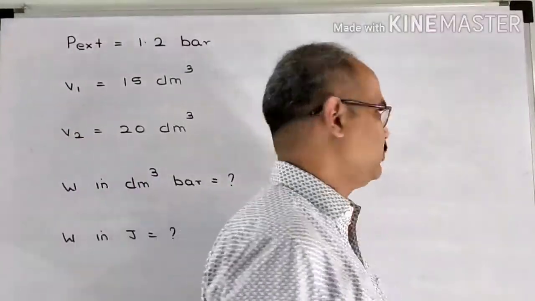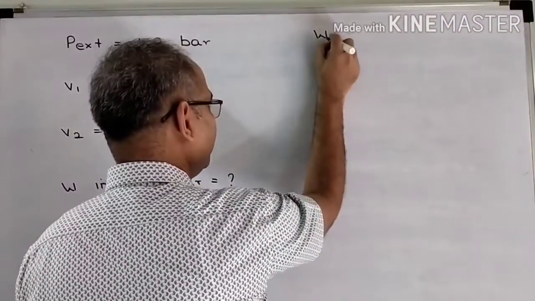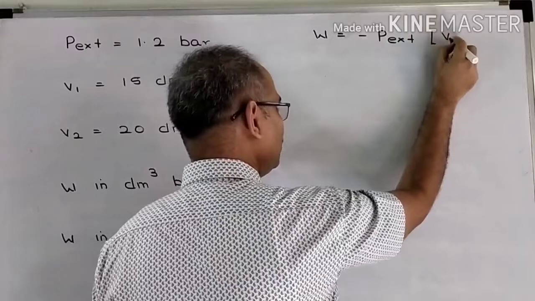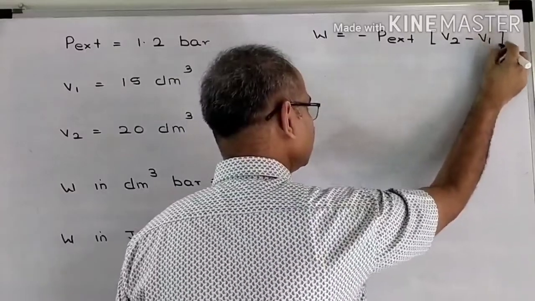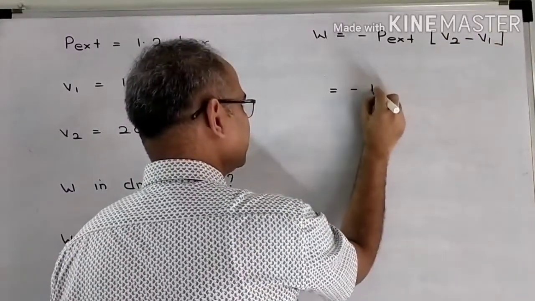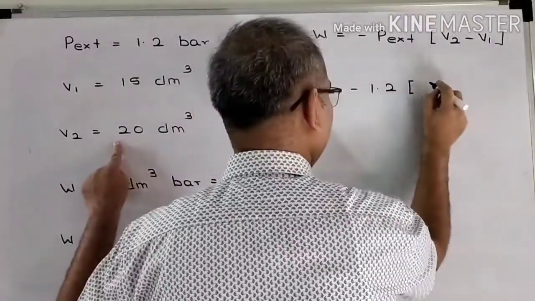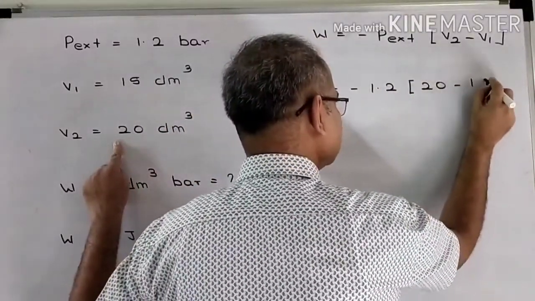Now see the formula. Formula is W is equal to minus P external into bracket V2 minus V1. I'll do the substitution. Minus 1.2 into bracket V2 is 20 minus V1 is 15.